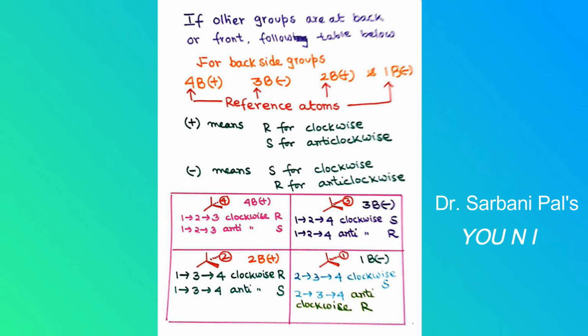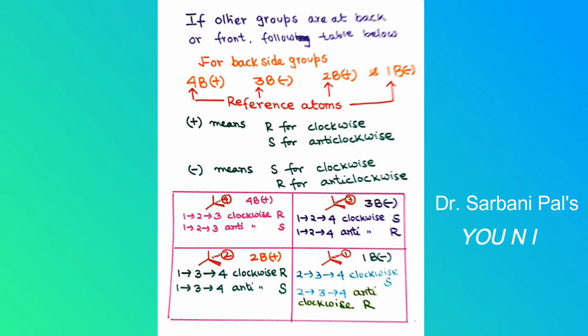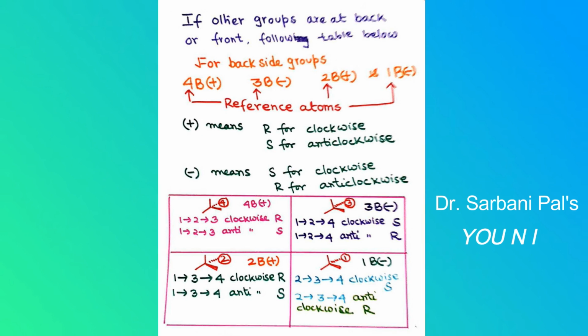Now coming to the last one, the 1b minus, means the first priority group is at the back. In that case 2, 3, 4 if it is clockwise, then minus means S. And if 1 is at the back, then 2, 3, 4 if it is anti-clockwise, then we have to consider R.